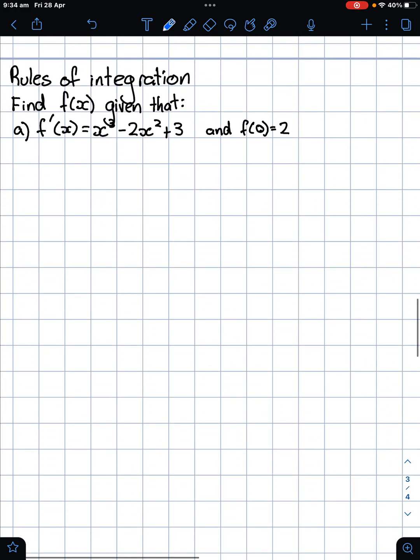So this one here, find f of x given that. Now this is where we find what our constant c is, and this helps us find equations, particularly kinematics. This is handy for. So we'll just quickly roll through this. So it says find f of x given that f dash of x equals x cubed minus x squared plus 3. So the integral of f dash of x dx is going to equal f of x.